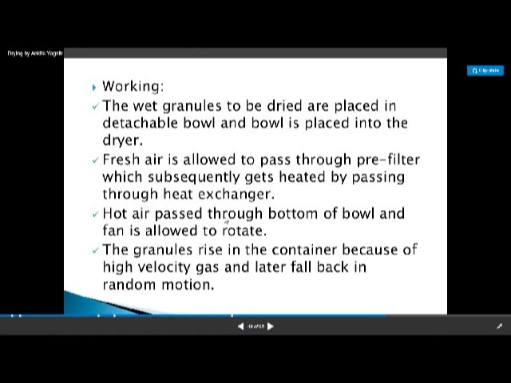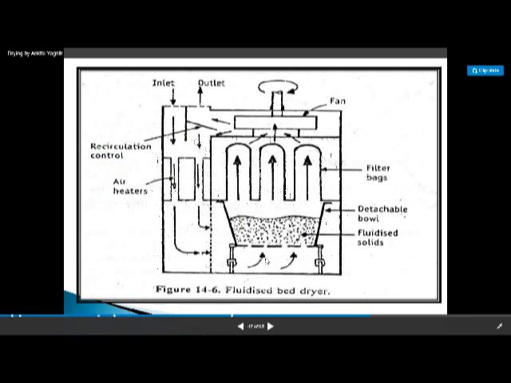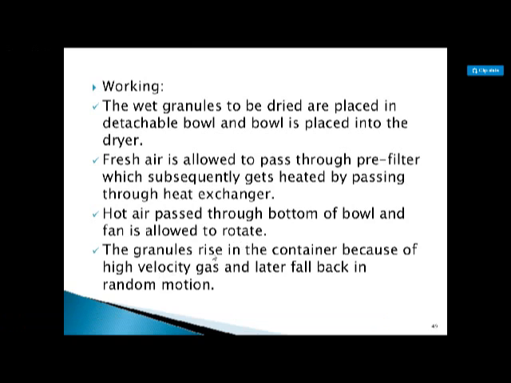Hot air is passed through the bottom of the bowl. वो जो bottom है, वहाँ से hot air pass होगी, right, from the bottom of the bowl, and the fan is allowed to rotate. The granules, अब air जो रहेगी उसका प्रेशर, उसकी वजह से क्या होगा, the granules rise in the container because of the high velocity of the gas.